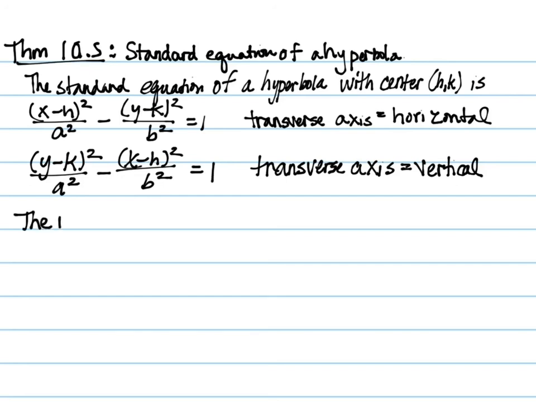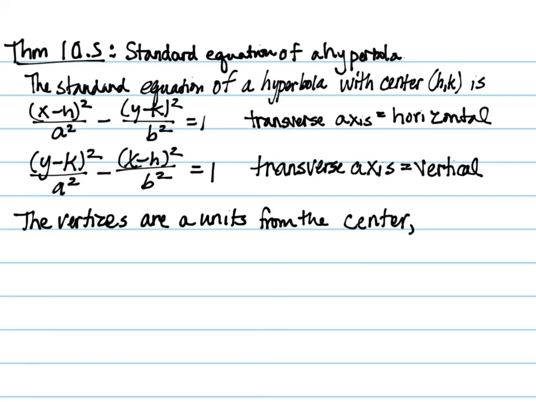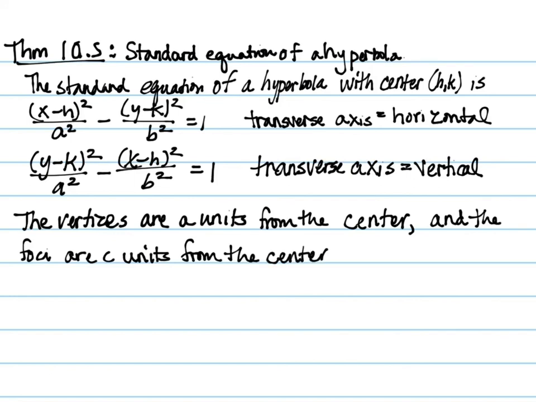The vertices are a units from the center and the foci are c units from the center where c squared equals a squared plus b squared.